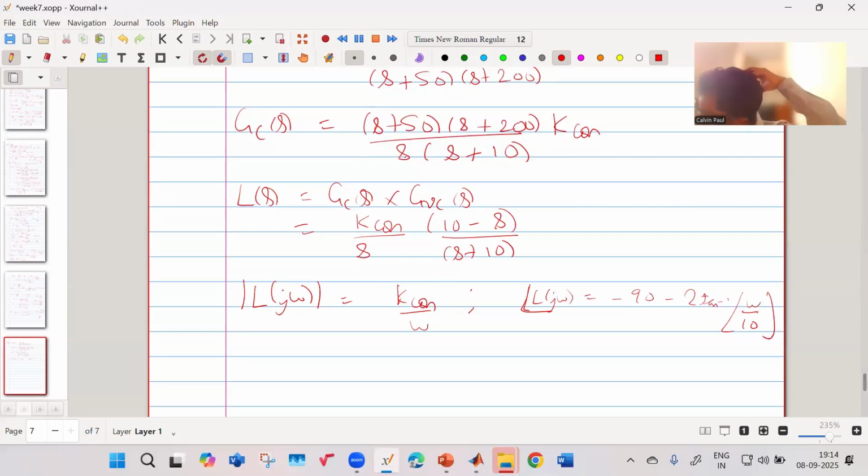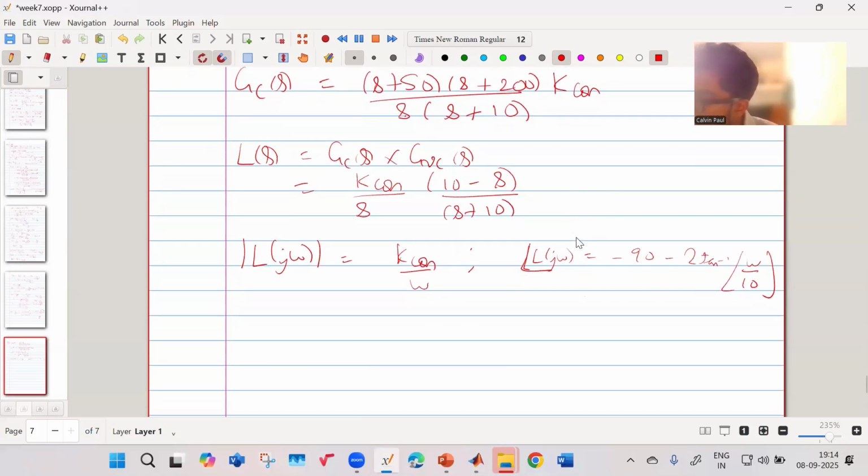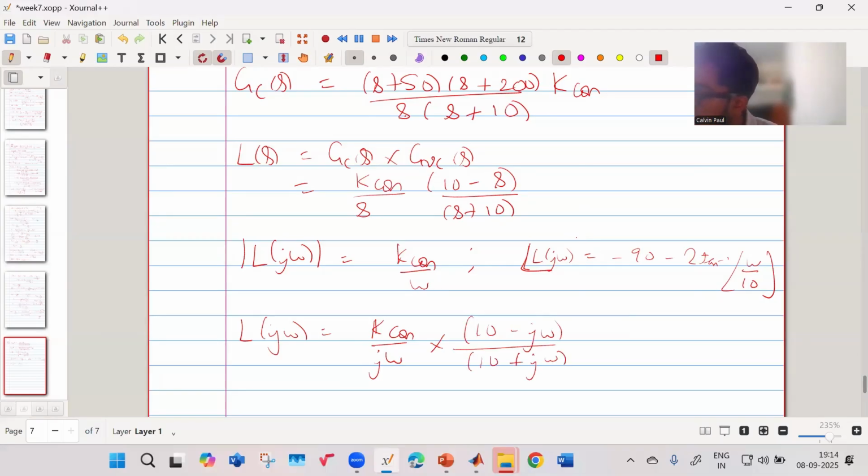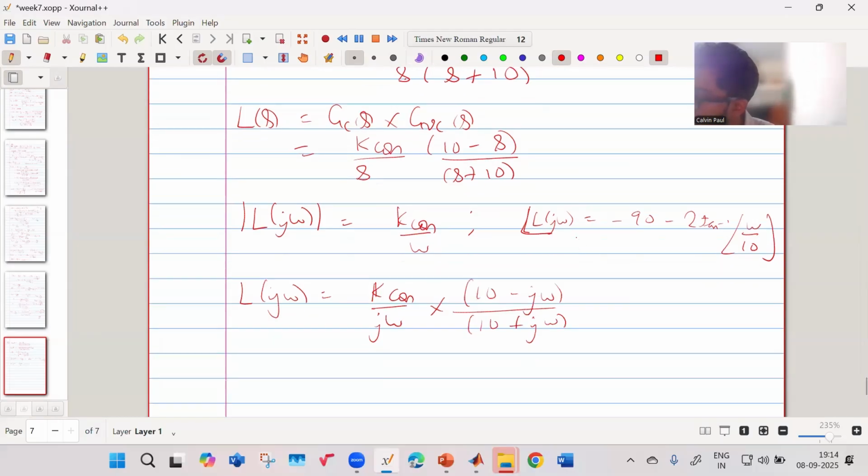Any doubts in this part? Let me elaborate this because I think I'm rushing through it. Let me do it step by step. L of j omega is K controller by j omega into 10 minus j omega upon 10 plus j omega. Okay. So now let us start with 10 plus j omega.